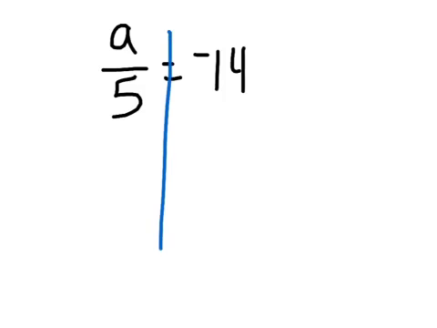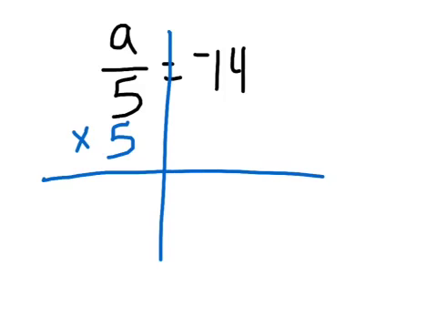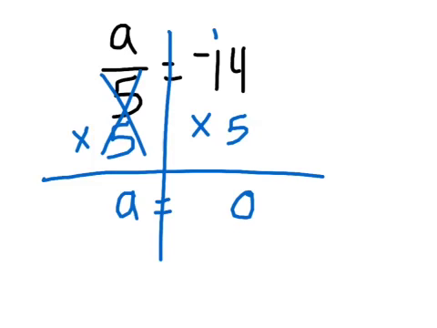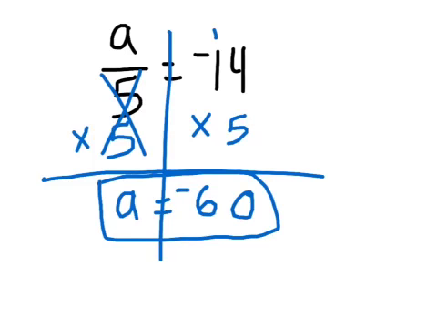You're going to draw your line straight down. You're going to say what's being done to the variable. In this case, we're dividing by 5. So we're going to multiply, do the opposite, multiply by 5. That's going to cancel the 5s out. We're going to be left with a. Then we're going to multiply the other side by 5 because to keep it balanced, you have to do the same thing to both sides of the equal sign. Now we've got 14 times 5. 4 times 5 is 20. 5 times 1 is 5, plus 1 is 6. A negative times a positive is going to give you a negative. A equals negative 60.